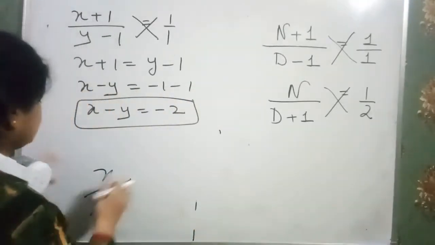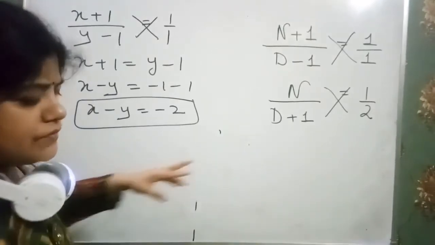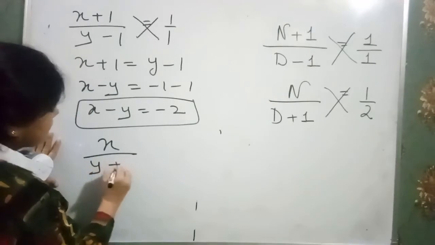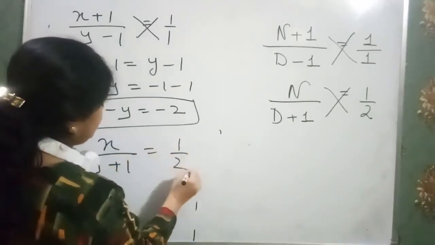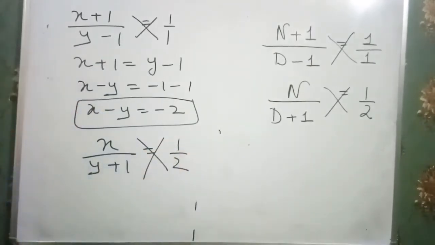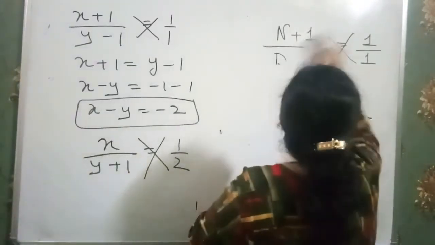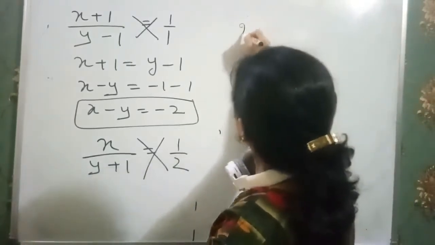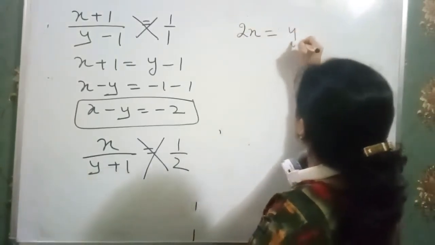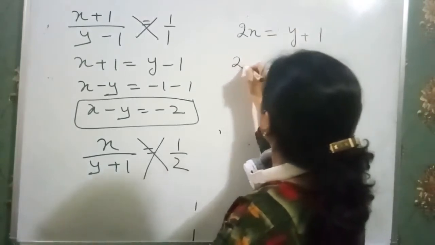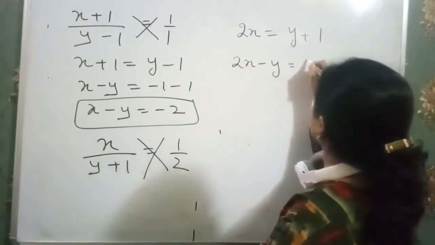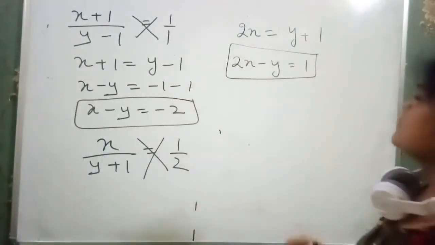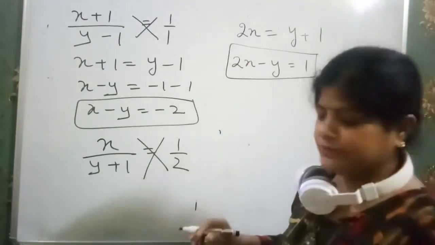And the second equation, in place of numerator write x, in denominator y plus 1, equal to 1 by 2. Now cross multiply it. What we got? We got 2x is equal to y plus 1. Bring it over here: 2x minus y is equal to 1. This is our second equation. And I think you can now solve it very easily.